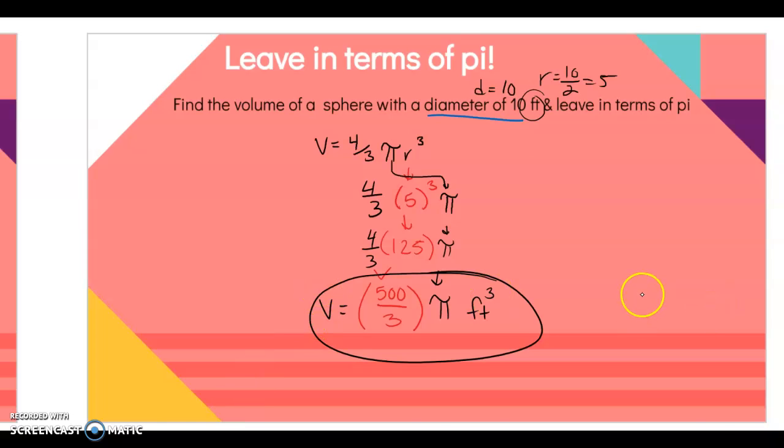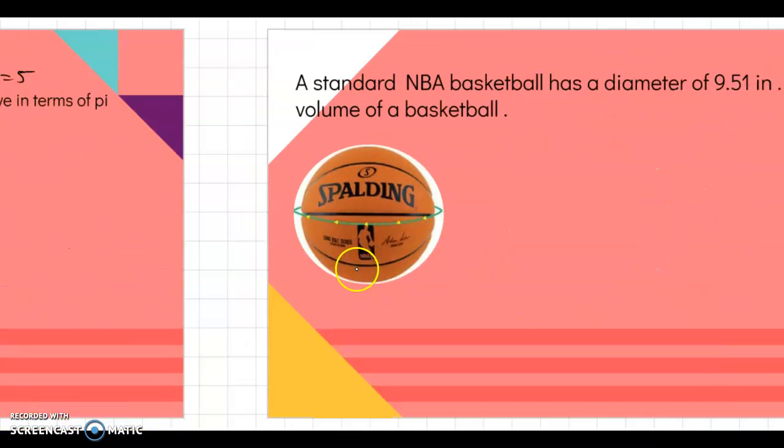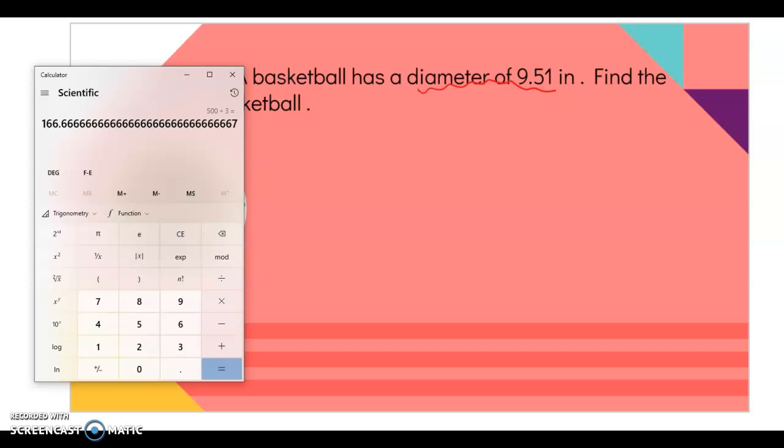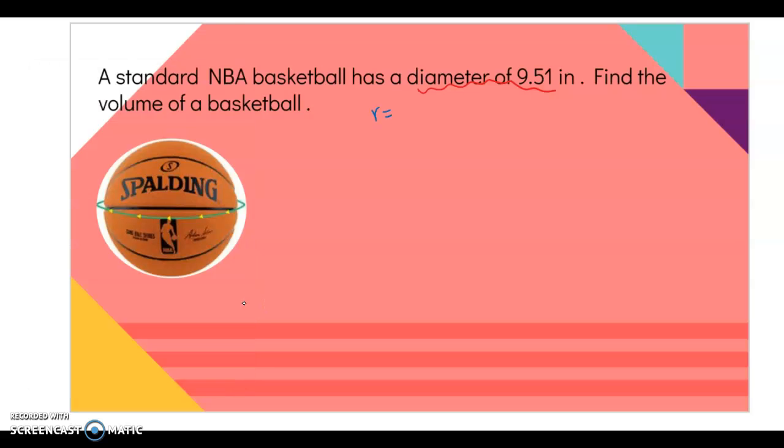Now let's look at our last problem here, which is 100% real true facts. A standard NBA basketball has a diameter of 9.51 inches. So the diameter is 9.51, meaning I need to take that 9.51 and divide it by 2. Why 2? Because I'm cutting it in half. So my radius is 4.755.